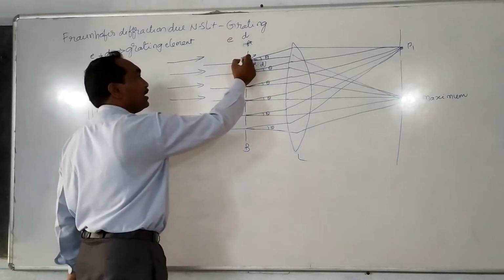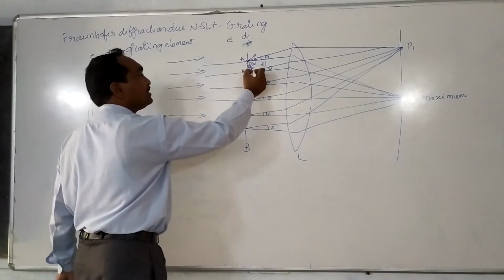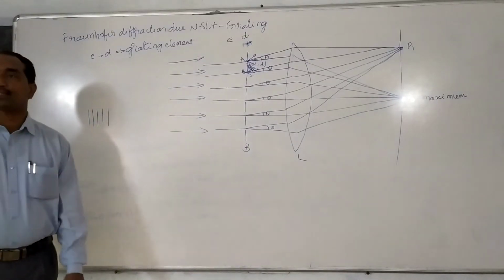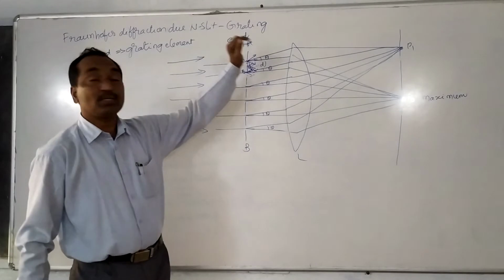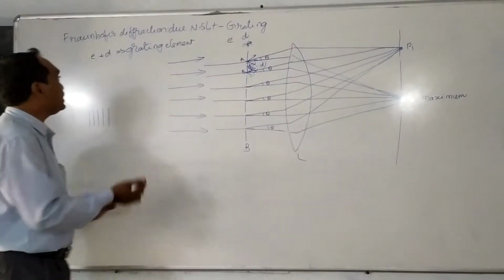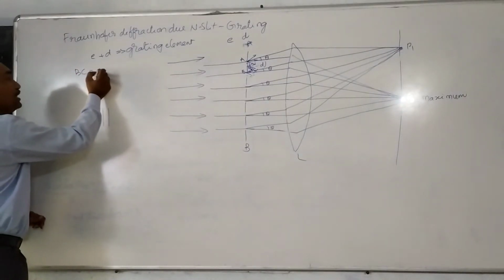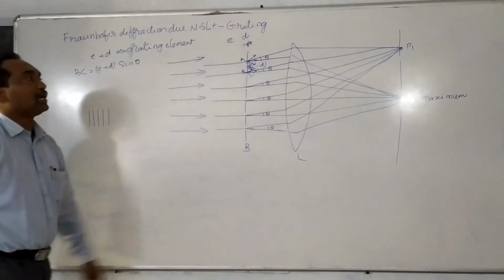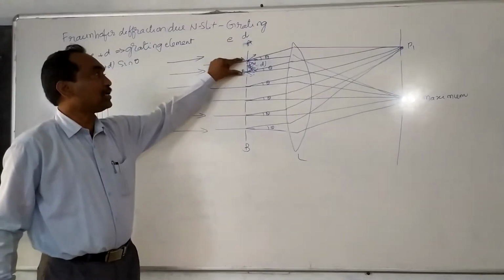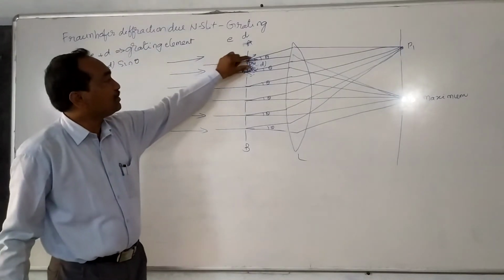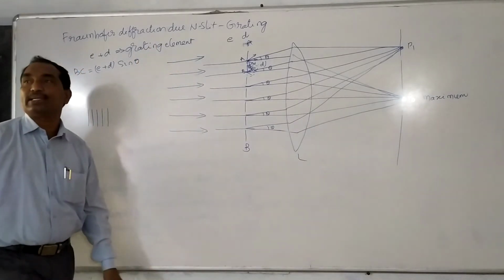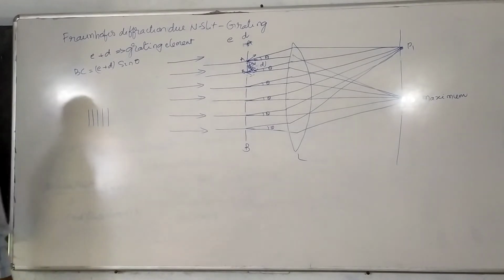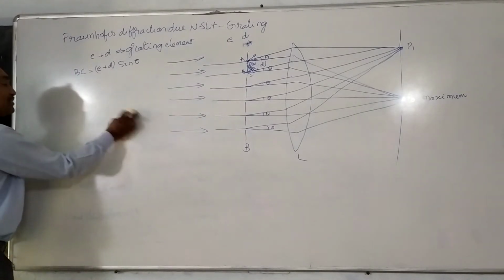If this is A, this is B, and this is C, BC is the path difference between two consecutive rays which are passing through the two consecutive slits. How much is that? BC is equal to (e plus d) sin theta. Am I right? Because sin theta is equal to opposite BC by hypotenuse AB, but we know AB is equal to e plus d, that is the grating element. So BC is equal to (e plus d) into sin theta, that is called the path difference.